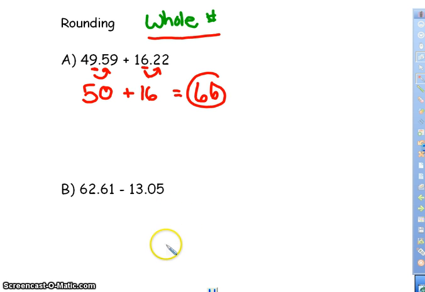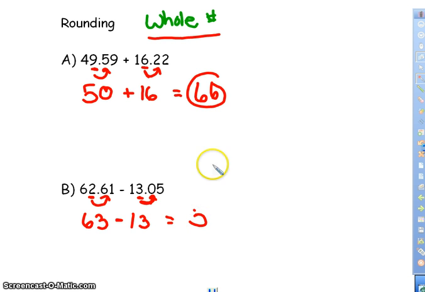For B, why don't you go ahead and pause it and see if you get the same answer as me. So once again, I'm rounding to the nearest whole number. I look back, and it's a 6, so I can round up to 63 minus. I look over at the 3, I look back at the 0, so I'm going to keep it the same because it's less than 5. So I get 13. And once again, these are easy numbers that I can subtract. I know 63 minus 13 is 50.